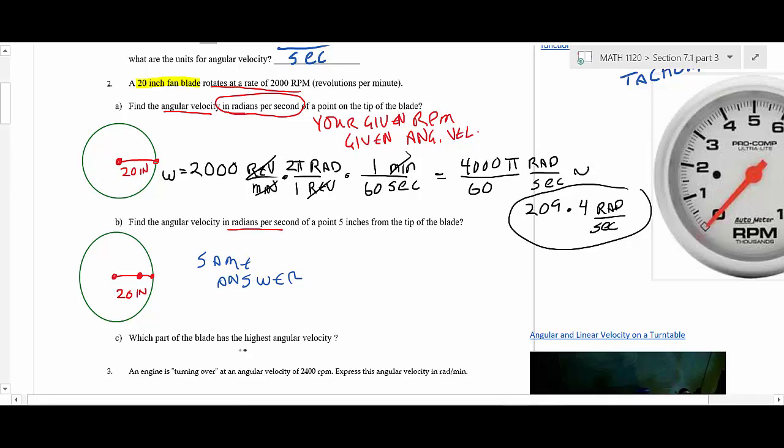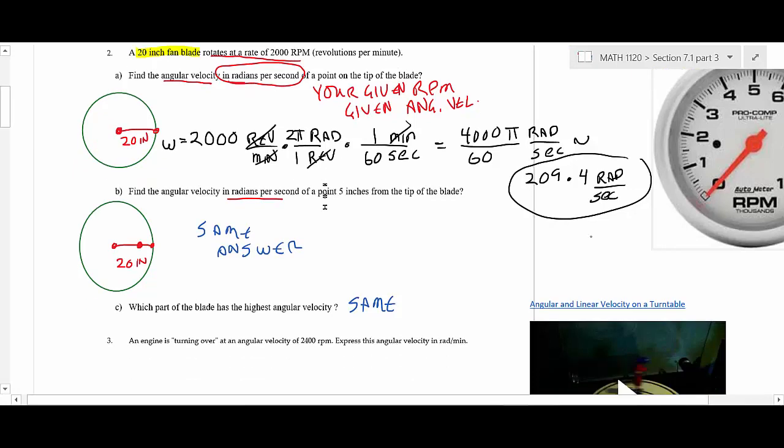So which part of the blade has the highest angular velocity? It doesn't matter where you are, okay? So it's always going to rotate at the same rate. Even if you're right here, that thing is going to rotate at the same rate as it would anywhere else. The only place it's different is right in the center where it's going to look like it doesn't rotate at all. So that's the idea. Does that make sense?